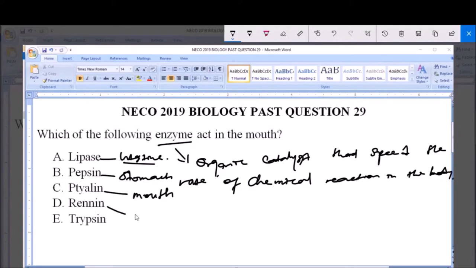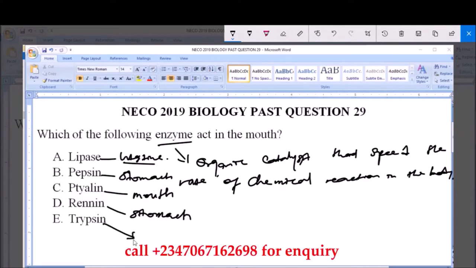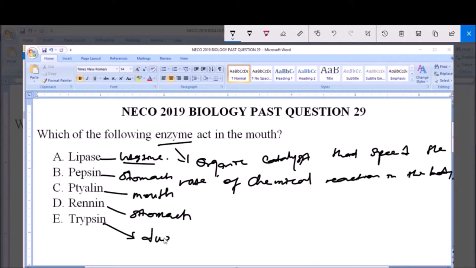Now renin is an enzyme that acts on proteins in milk, and this enzyme renin is found mostly in babies, and you find this enzyme in the stomach. Trypsin is also an enzyme that acts on proteins. It is released by the pancreas, but you find it most especially in the small intestine, in the duodenal part of the small intestine.